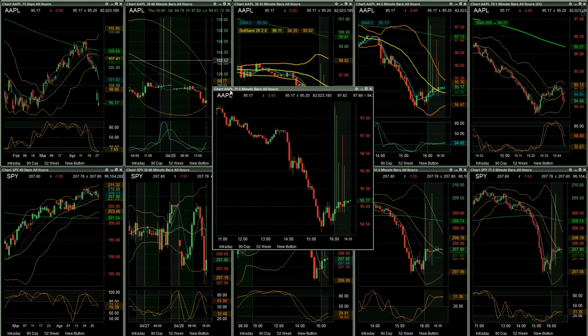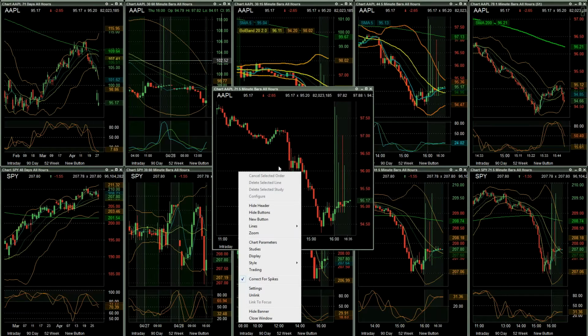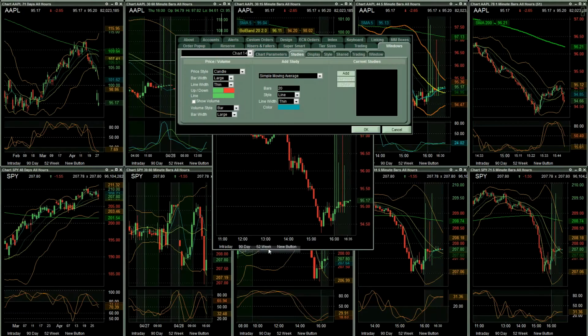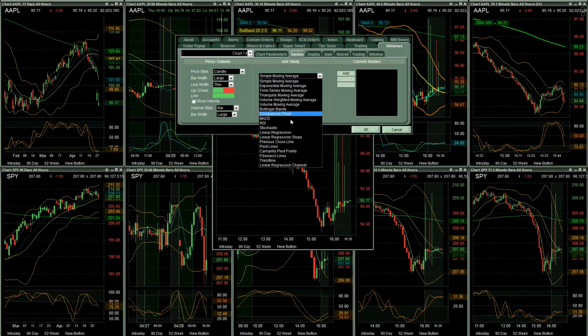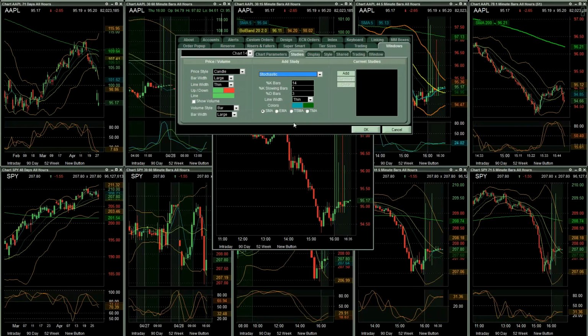Anyways, we're going to right-click on the chart and go to Studies. The first thing we're going to do is look for stochastics. The K-bar is going to be 15. The slowing bar is going to be 3. And the D-bar is going to be 5. And this is under the SMA.